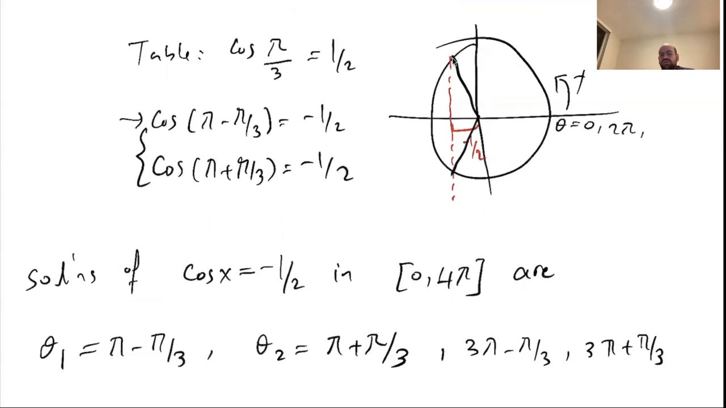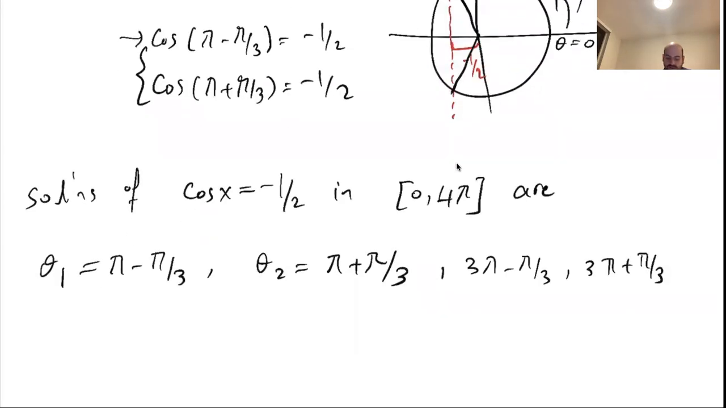So this angle is pi minus pi over 3, but if you add 2 pi to it, 2 pi means rotating the full circle once. So it'll be back to the same location here, and cos of the angle will still have the same value. So cos of 3 pi minus pi over 3, which is this angle, plus 2 pi, still is, of course, minus 1/2. Similarly, if you add 2 pi to this angle, you'll be at 3 pi plus pi over 3, and the cos value is still minus 1/2.